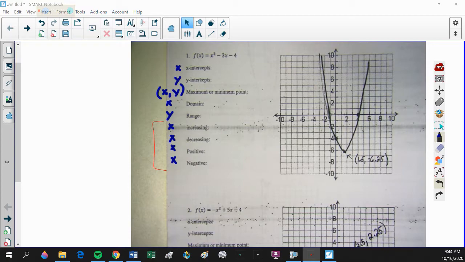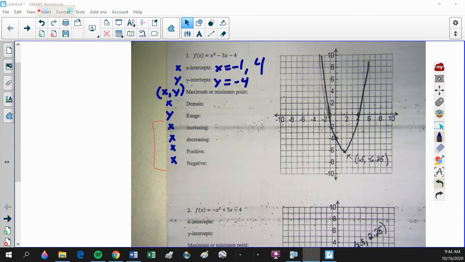Okay? So the first question is x-intercepts. Where does that graph hit the x-axis? So x is equal to -2 and 4. Or -1. Sorry. Last time I listened to you. Okay, -1 and 4. Everybody all right with that? What about y-intercepts? So y is equal to -4.